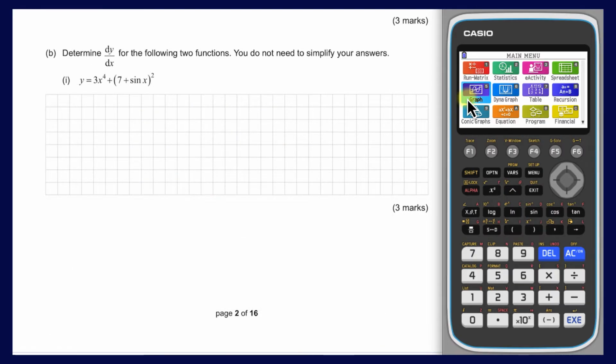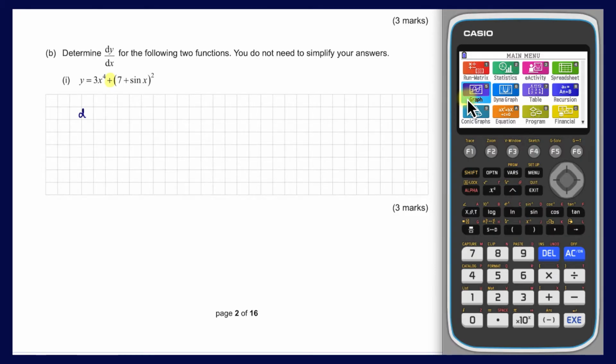Part B of this question asks us to determine dy/dx for two functions, and in this case we don't need to simplify our answers, so just apply the laws of calculus as we see fit. First of all, it's probably worth noting this plus sign in between the two terms we see. That means that we won't be using the product rule, we will in fact be differentiating the first term, 3x to the power of 4, and then the second term using the chain rule.